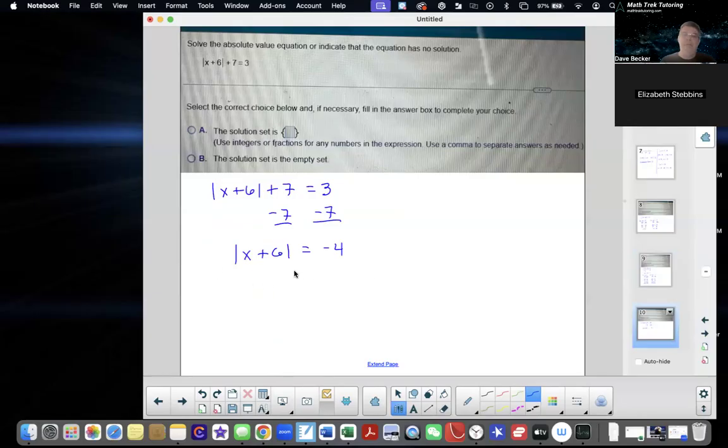So we have got absolute value all by itself. Over here, we have a negative 4. So it's impossible for anything within an absolute value to come out as negative, correct? Correct. That's not possible. So it's at that point you would have to realize there's no solution.